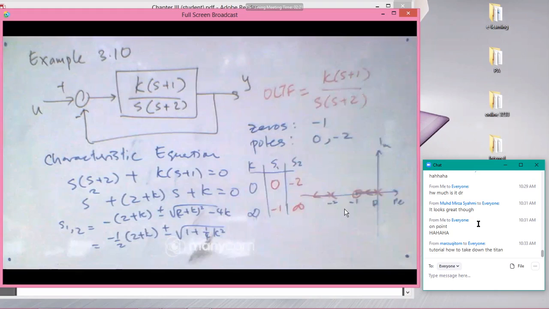And since we only have one zero at -1, only one locus will end at the zero, and the other one will go all the way to infinity. Only one of the loci will end at a zero, because we only have one zero at -1.